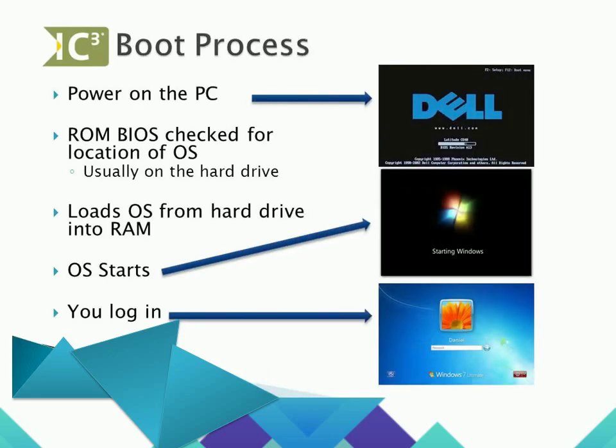We'll see one picture of how our booting process takes place. Power on the PC. Once you power on, the read-only memory BIOS checks for the location of the OS. It will check in the hard drive. Then it will load the OS from the hard drive to the random access memory. Now the OS will start, and after that you can log into your system. So this is the correct booting process. It is a main function of your operating system.